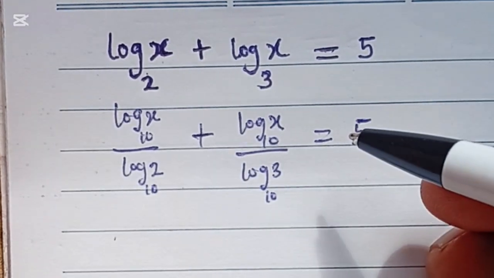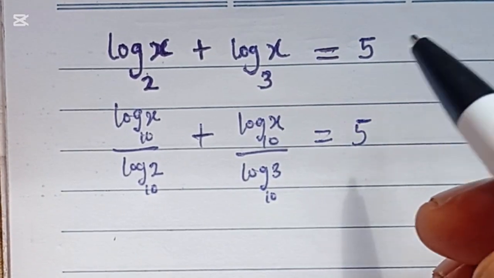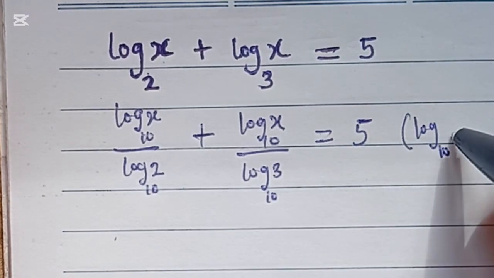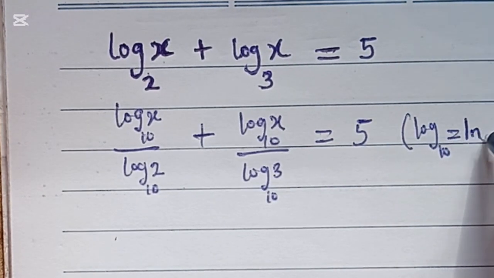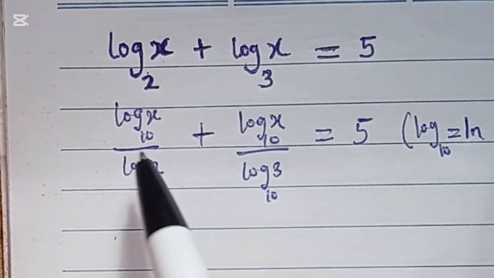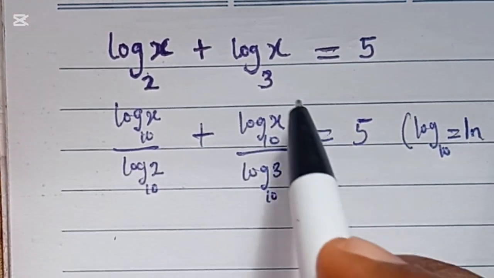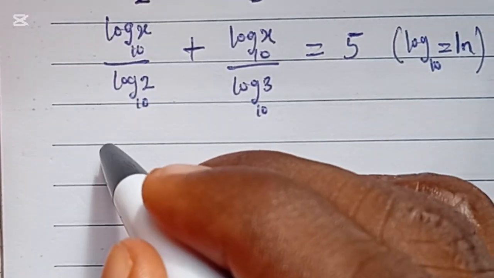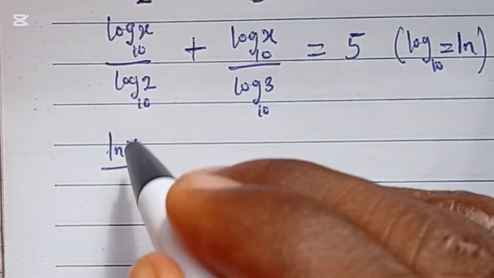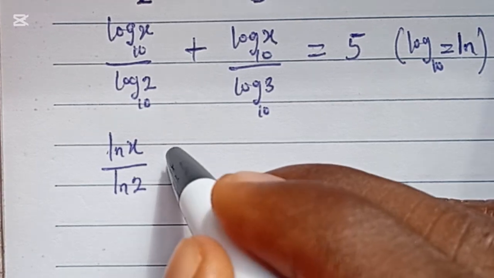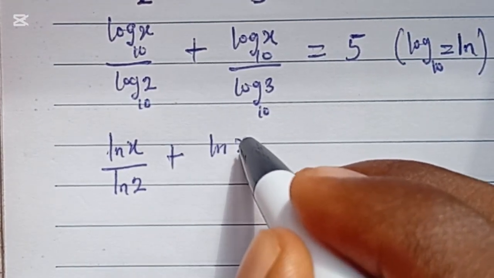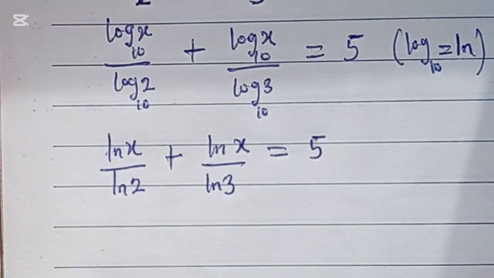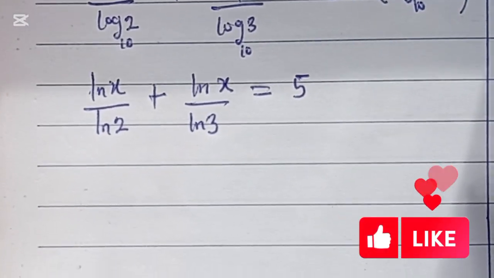The only way to solve this at this point is to remember that logarithm to base 10 is also what we call the natural logarithm, ln. Okay, so we can replace ln in each of these logarithms and evaluate this fraction the normal way. So in place of this, we are going to rewrite this as ln x over ln 2 plus ln x over ln 3 is equal to what? 5. All right, so in this case, this is a usual fraction.